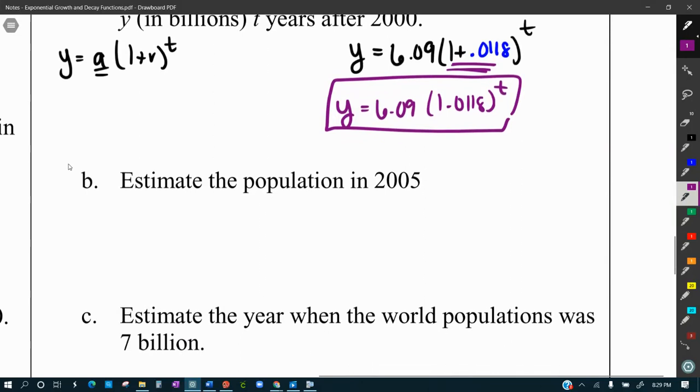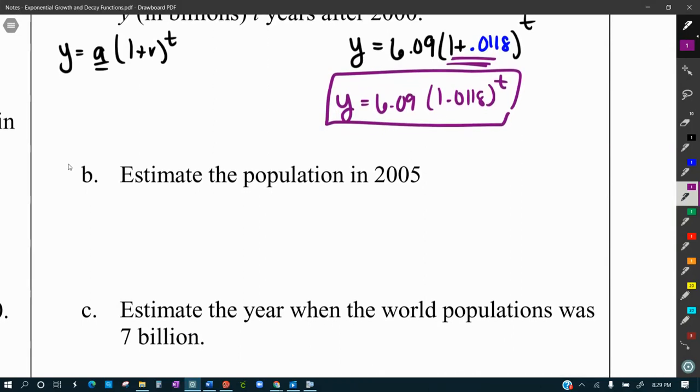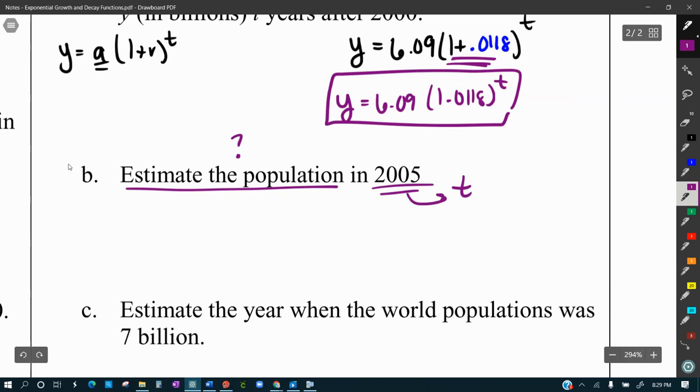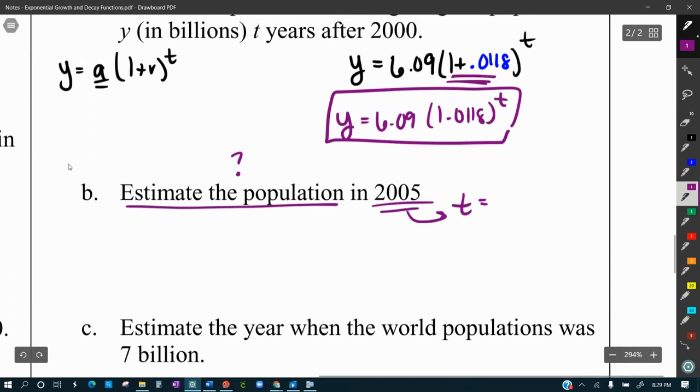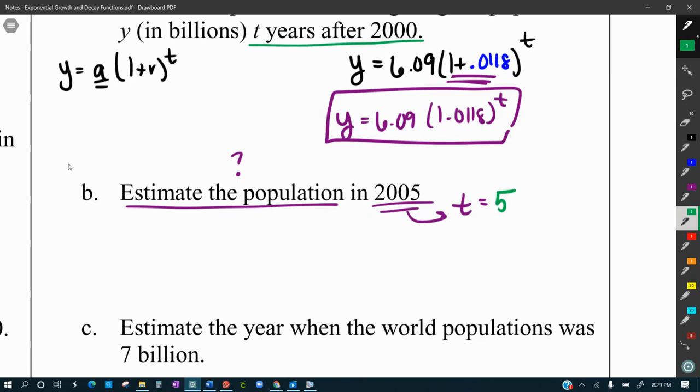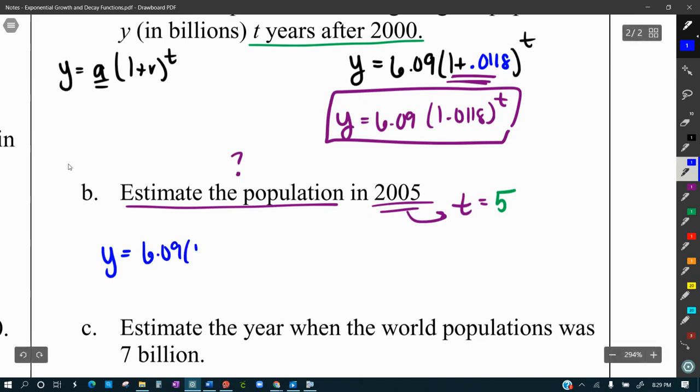So letter B, estimate the population in 2005. So I don't know the population, that's why it's asking me to estimate it. That's the unknown. What I do know is that the value of t is in 2005. Well, again, be careful with units. It actually says that t is the number of years after 2000. So t is not 2005, t is simply 5, because 2005 is 5 years after the year 2000. So if we plug this in, let's see what we have. We have y equals, that's the population that I don't know, 6.09 times 1.0118 to the 5th power.